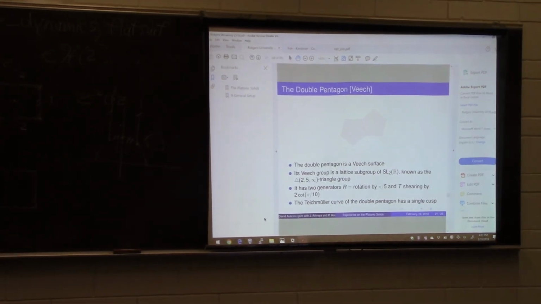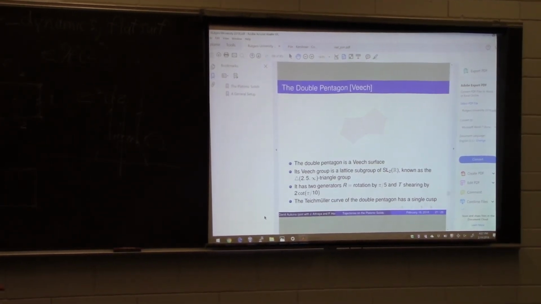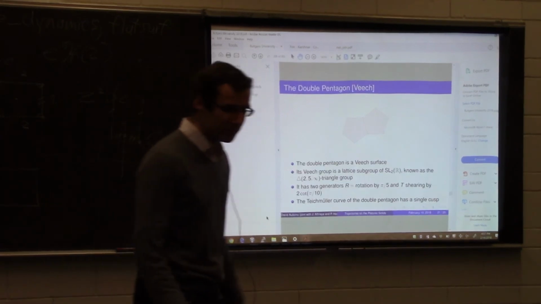And the Teichmüller curve of the double pentagon is very nice. This is a good geometry. There's a single cusp.